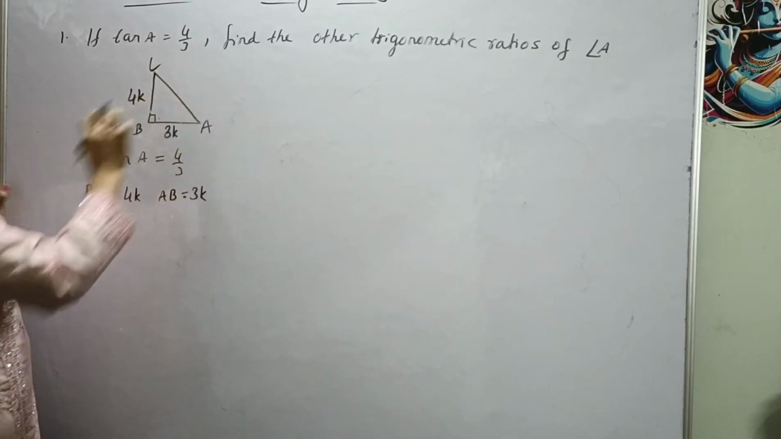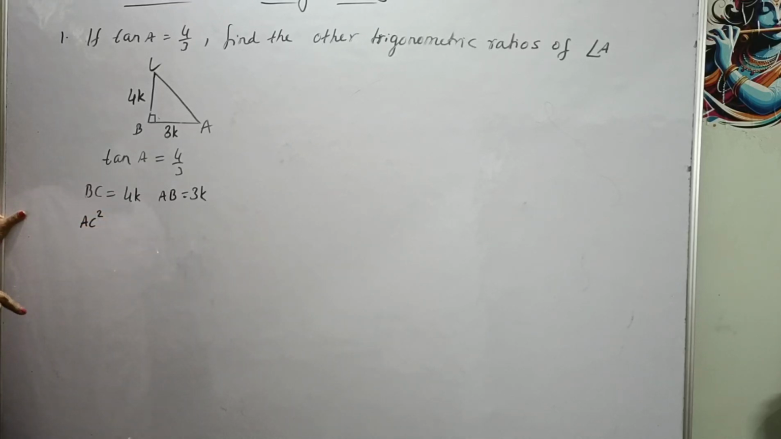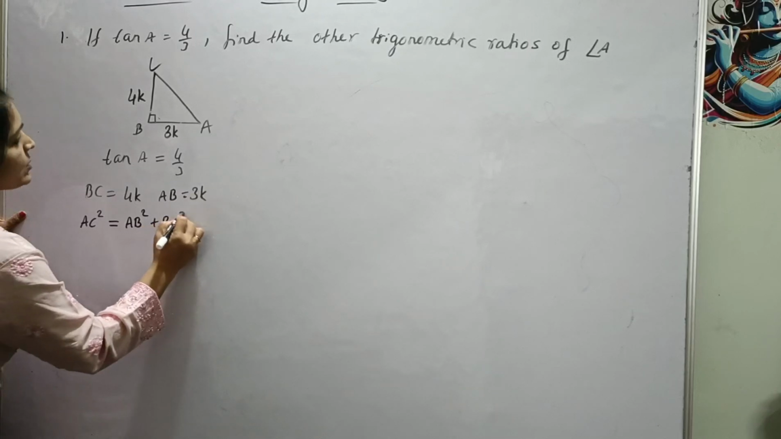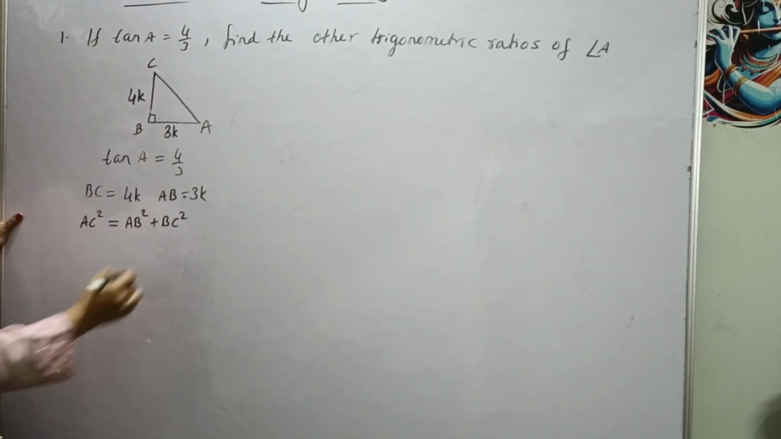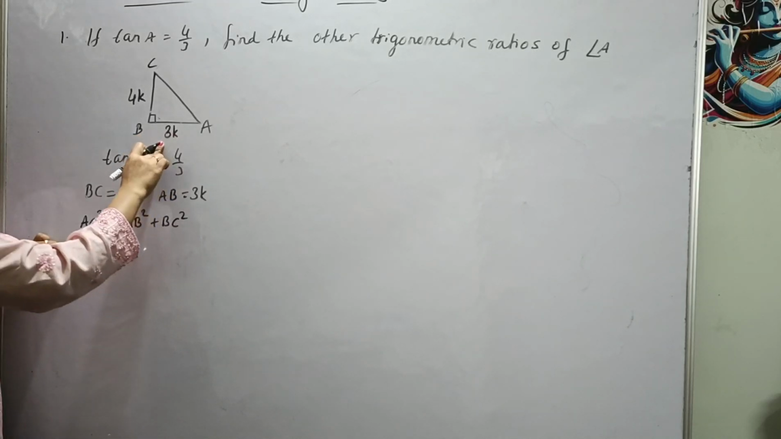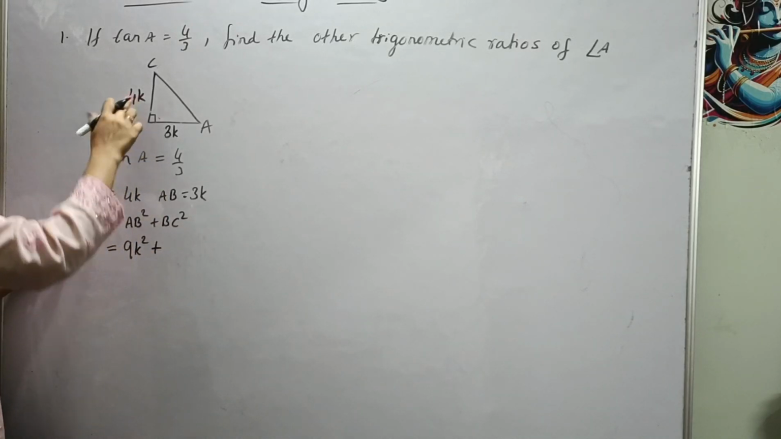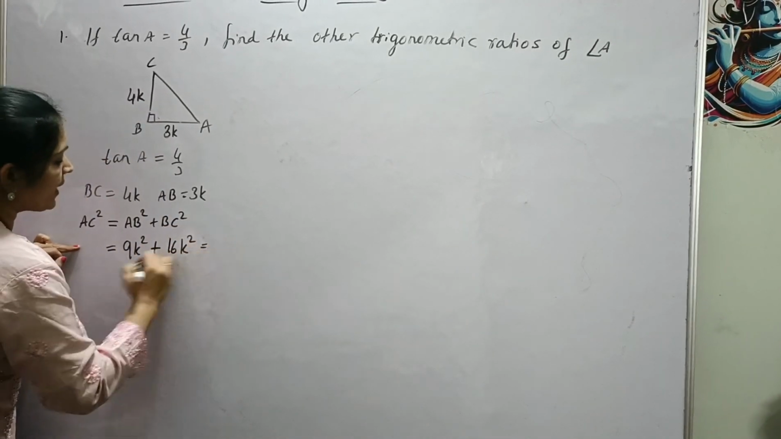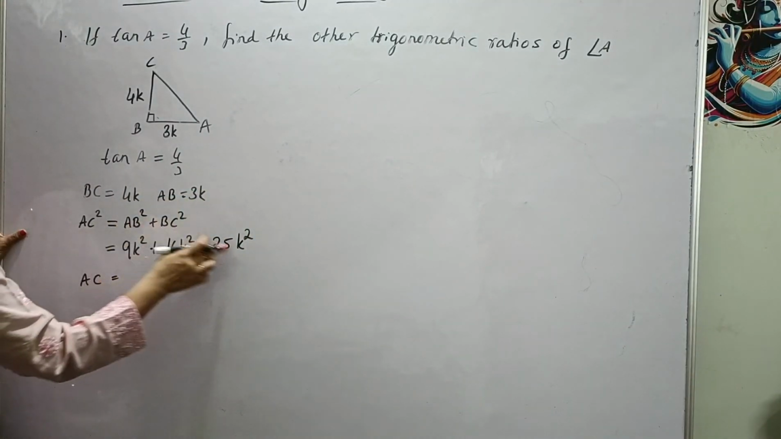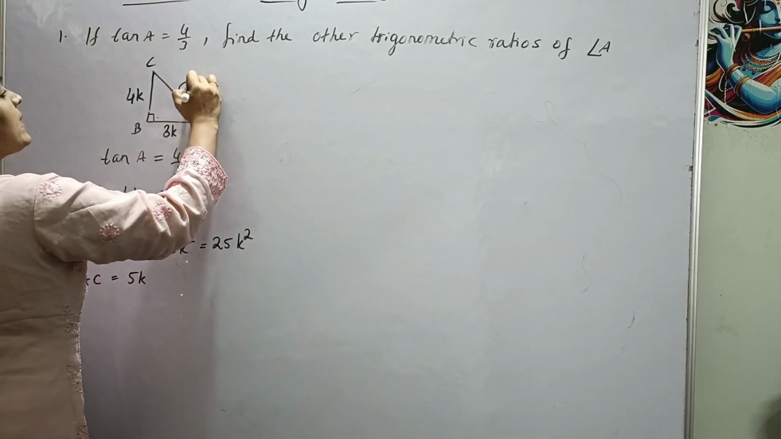Now let's find the hypotenuse, that is AC. Here we will apply the Pythagoras theorem. AC square is equal to AB square plus BC square. AB is 3K, so 3K square is 9K square, plus BC square is 16K square, that is 25K square. AC square is equal to 25K square, so AC is 5K.